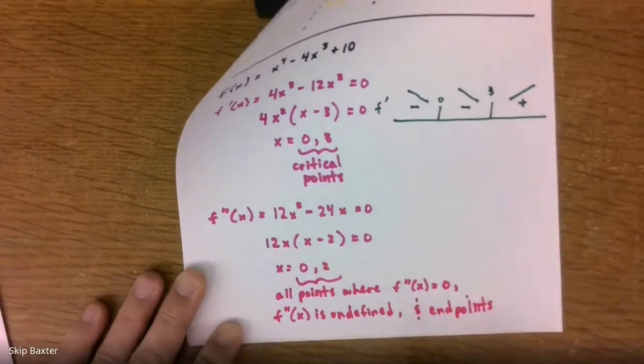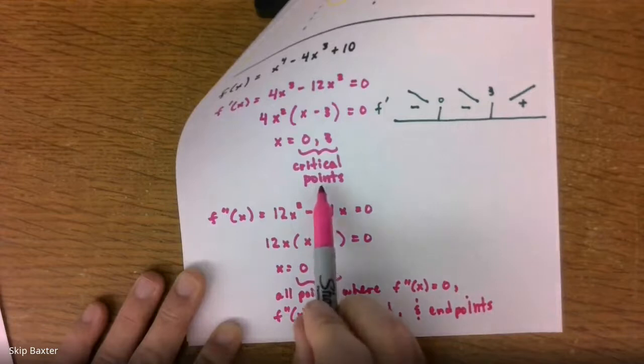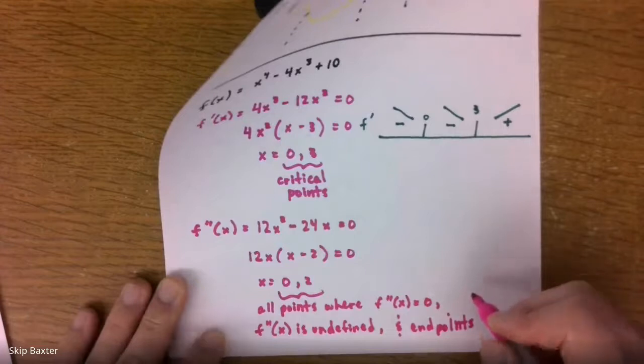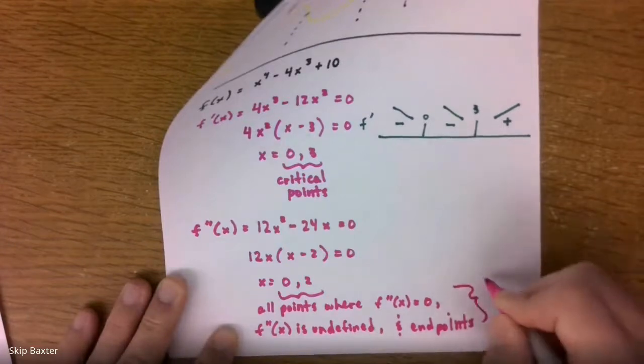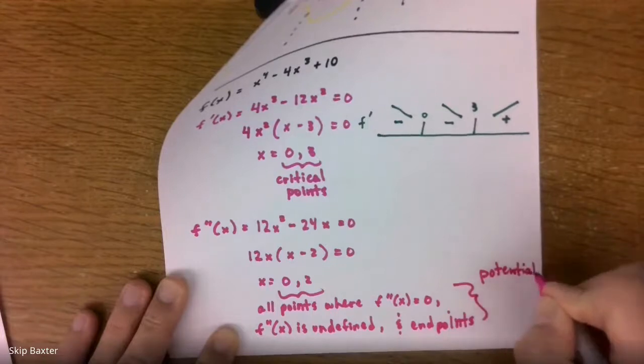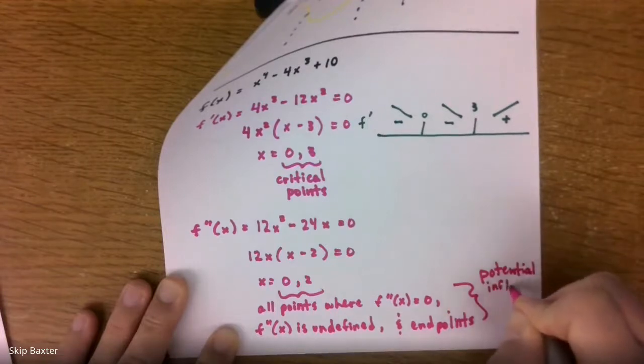Now, unlike up here where these have a name like critical points, these don't really have a name. We just call them potential inflection points. They're not inflection points yet because we don't know that these are where the second derivative changes sign, but they're potential inflection points. Okay, that's what these are. These are potential inflection points.